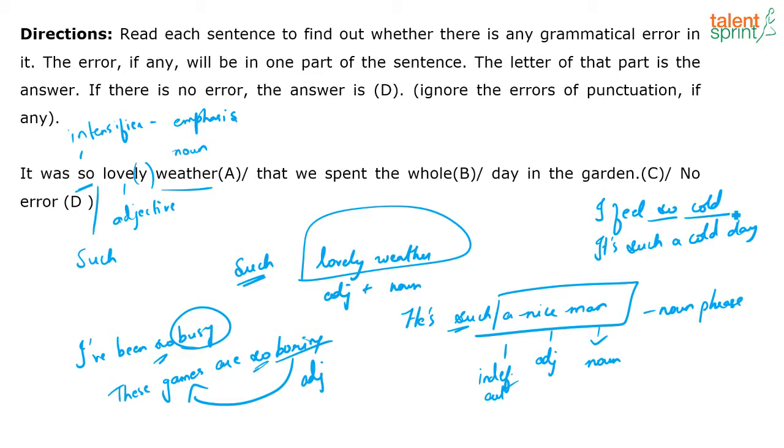I feel so cold. Cold is the adjective. I have put so, bringing an emphasis to the adjective. But in the next sentence, I'm saying it's such a cold day. Why? Because a cold day is a noun phrase. Right? Indefinite article, adjective, day, noun. Are you following?